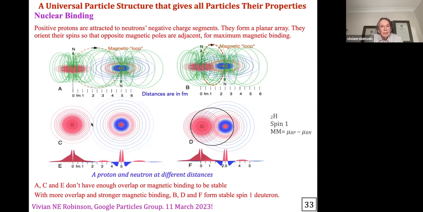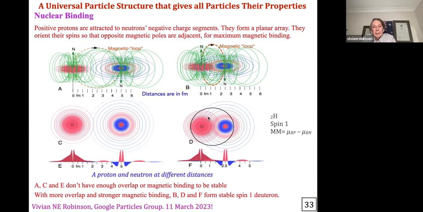Here at 5 FM, you'll see there's just a tiny bit of overlap of the neutron's n/27 with the proton's p/9. If their spins are the same, there will be a bit of a magnetic loop between them. But at 5 FM separation, there isn't enough overlap to give any form of binding. However, the situation changes at 2.5 FM. The magnetic binding is virtually 1/r cubed, so it will be about eight times that at this distance.